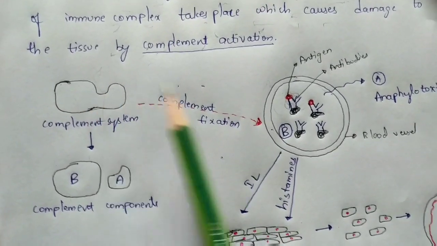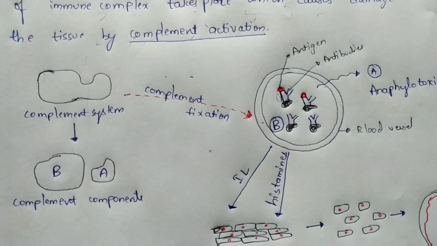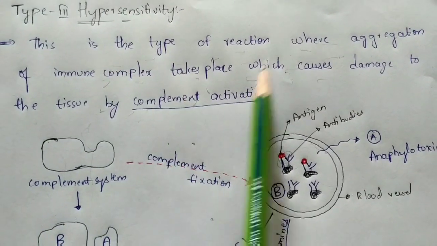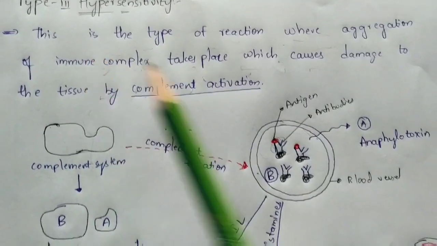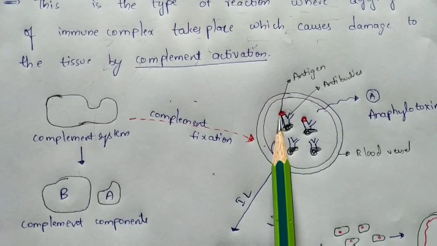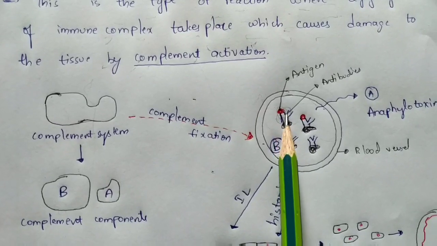Now let us discuss the phenomenon of this type 3 hypersensitivity. The definition says this is a type of reaction where the aggregation of immune complex takes place. That's nothing but the antigen first getting attached to the antibody. So this is the antibody and this is the antigen. Both antigen and antibody get attached with each other.